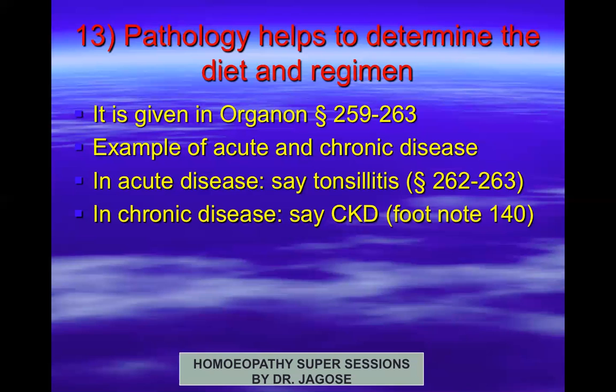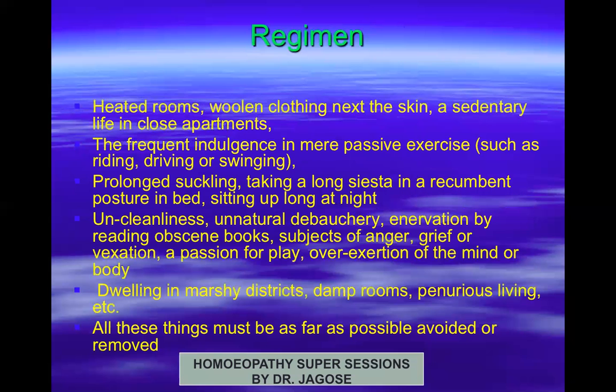In a chronic disease, in the big footnote 140, he has given you the various foodstuffs which have to be avoided, like medicated soups, radish, then roots, and spices, and so on and so forth. He said they have to be avoided in a disease. For example, say chronic kidney disease. So, doctor, if you read this big footnote, he has given you a big paragraph of what is to be avoided, and even the regimen he has given, what regimen to follow.